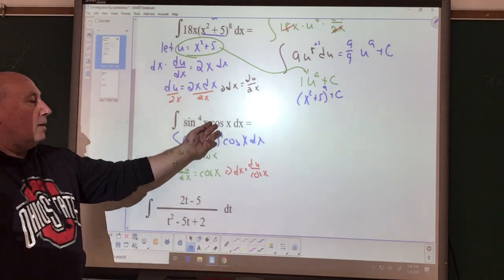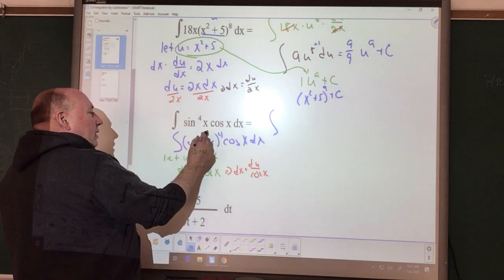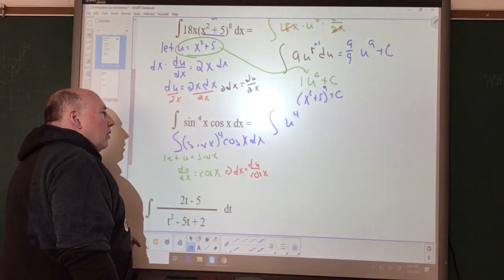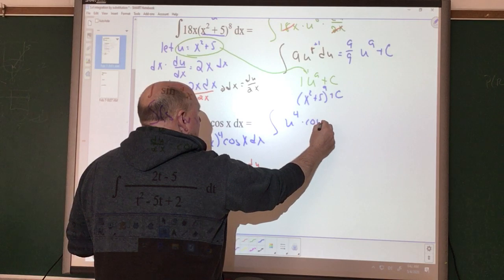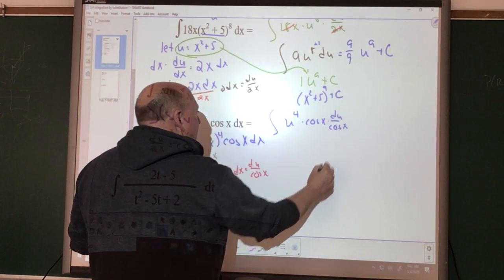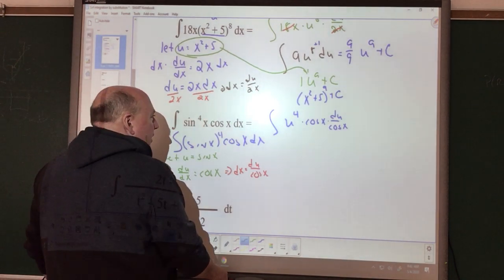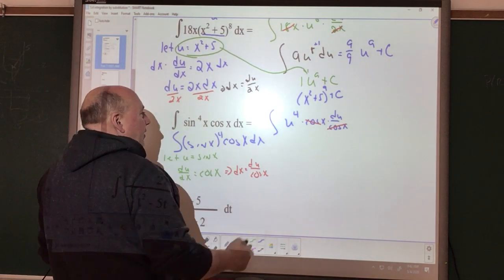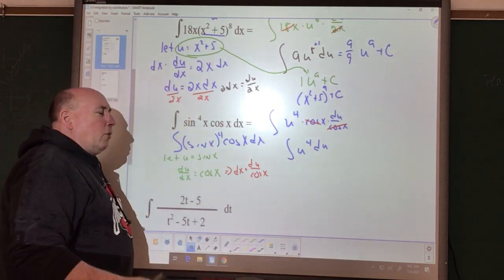So making my substitutions here, this is the antiderivative. Sine of x we said was equal to u, to the 4th, times the cosine of x, times du over cosine of x. Well, what happens nicely is the cosine of x's cancel. So we have the antiderivative of u to the fourth du. Once again, we're not done yet.